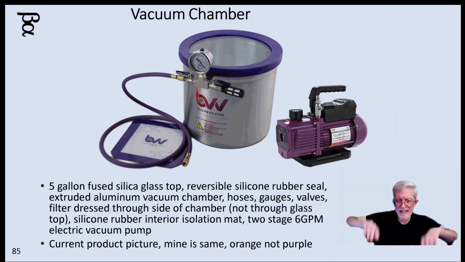You can flip it upside down. So if one side gets too worn from use, you just flip it over and you can buy a replacement seal that just snaps on there. All of the plumbing fittings and the gauges and valves dress out the side of the tank, not through the glass top. I wanted to be able to take pictures through the glass top.